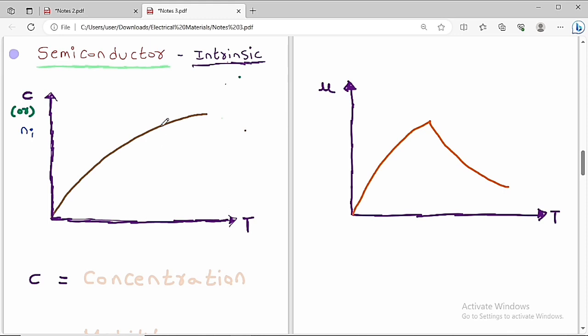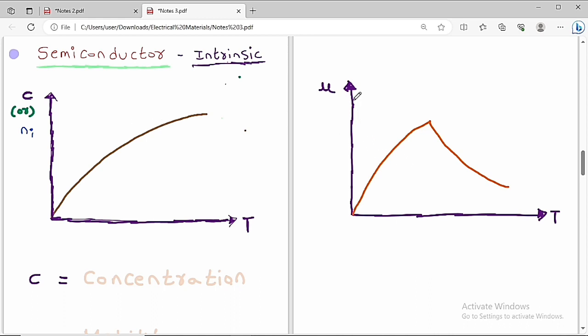So this is the intrinsic semiconductor, because N is proportional to T. At T equal to 0 Kelvin, N is also 0. As T increases, N is also going to increase. Yes, the amount of charged particles per unit volume will increase. As you can see clearly, as temperature increases, the concentration of the charged particles also increases in the case of the intrinsic semiconductor.